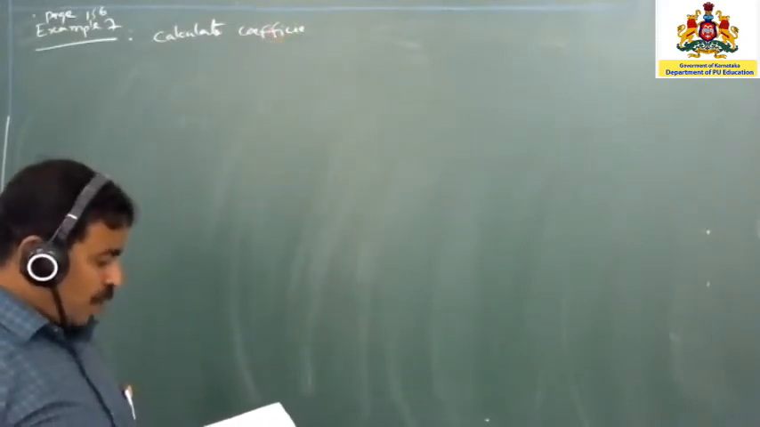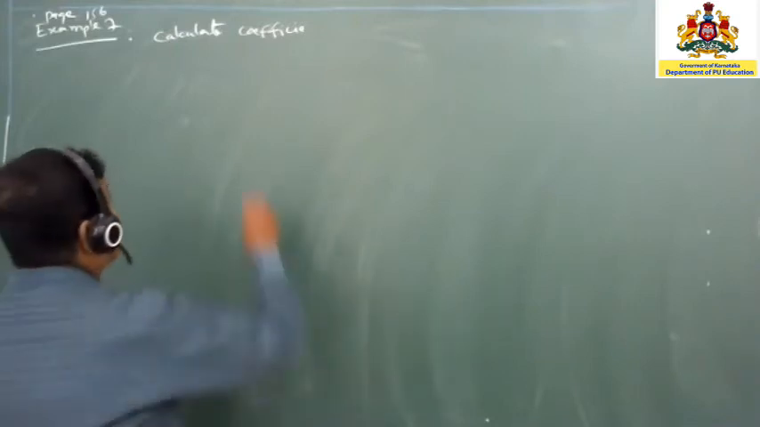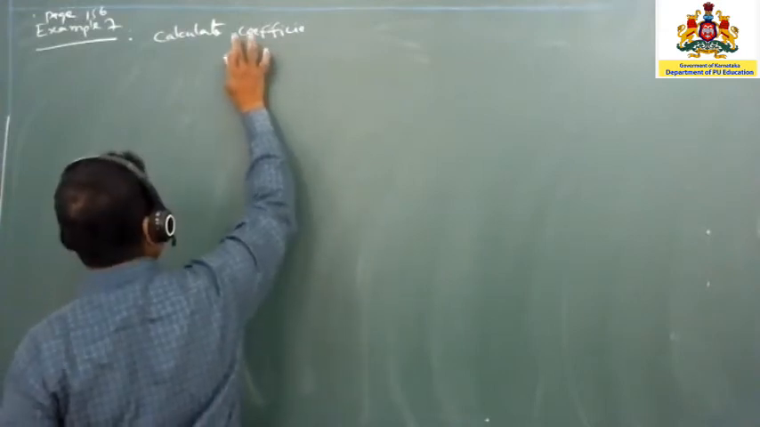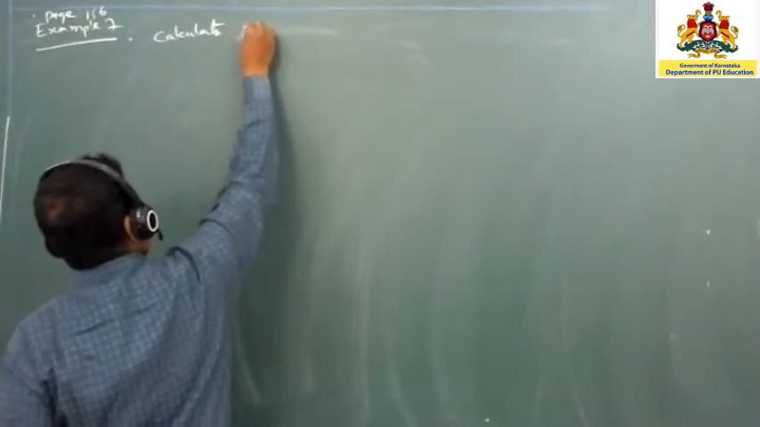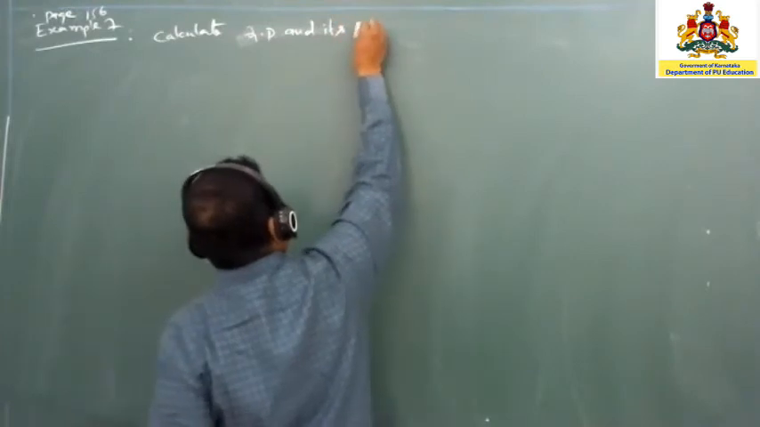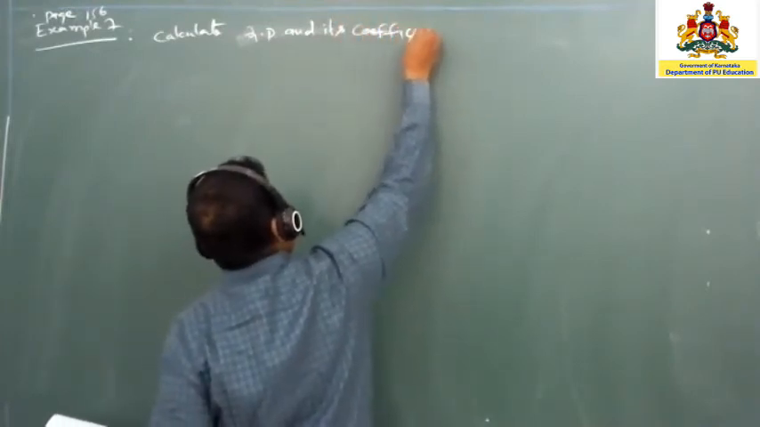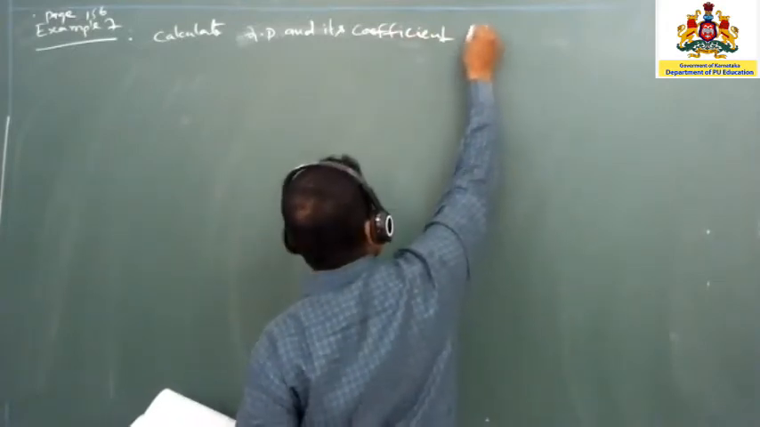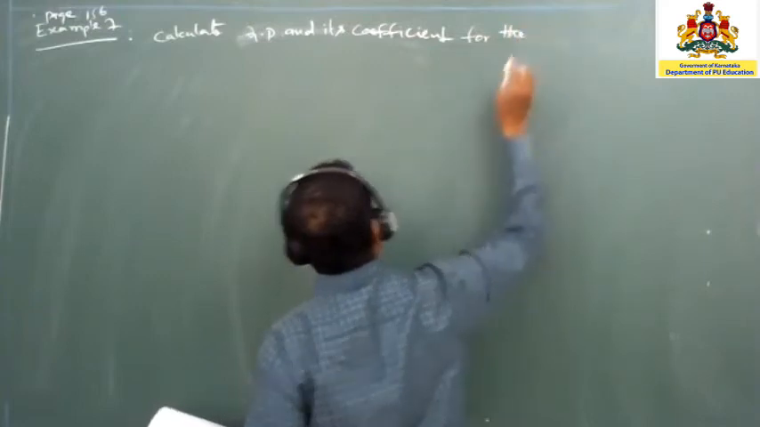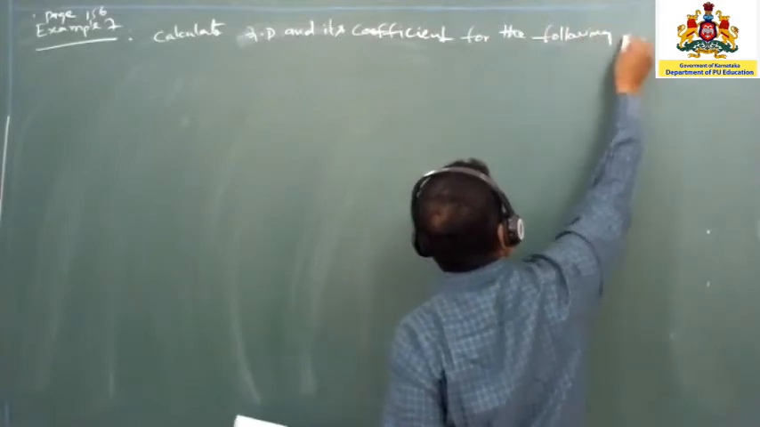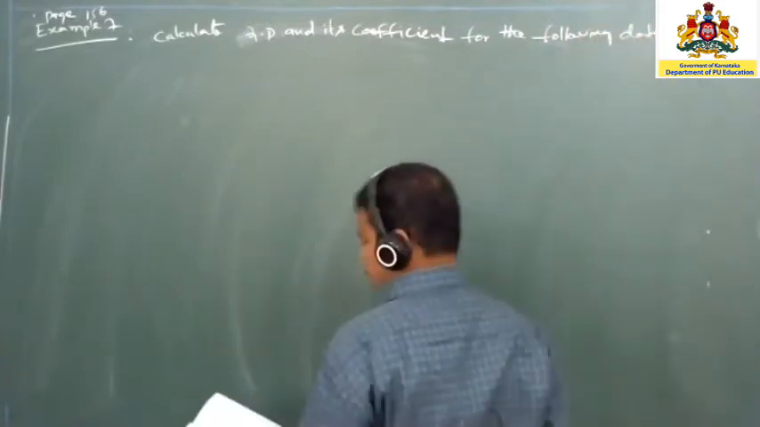So the question is given like this: coefficient of quartile deviation. You calculate quartile deviation also. So calculate QD and its coefficient for the following distribution or data.